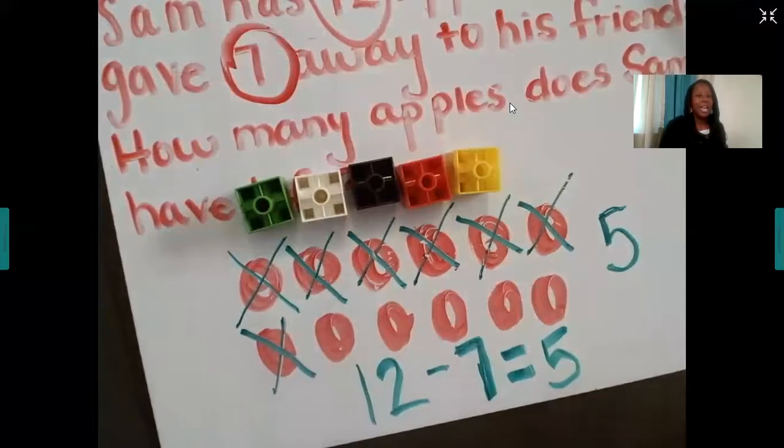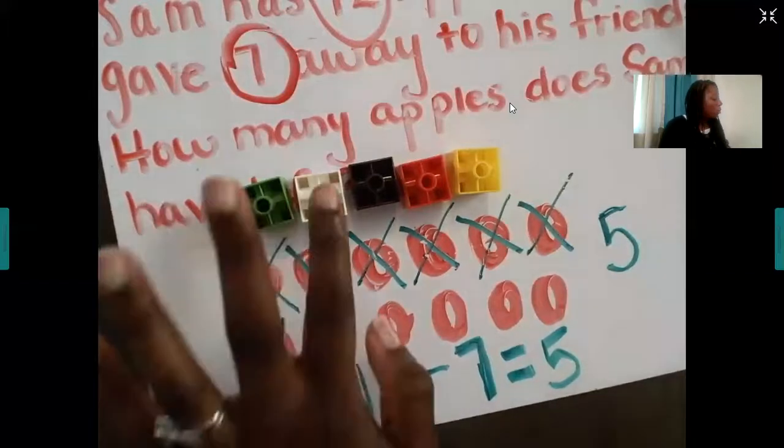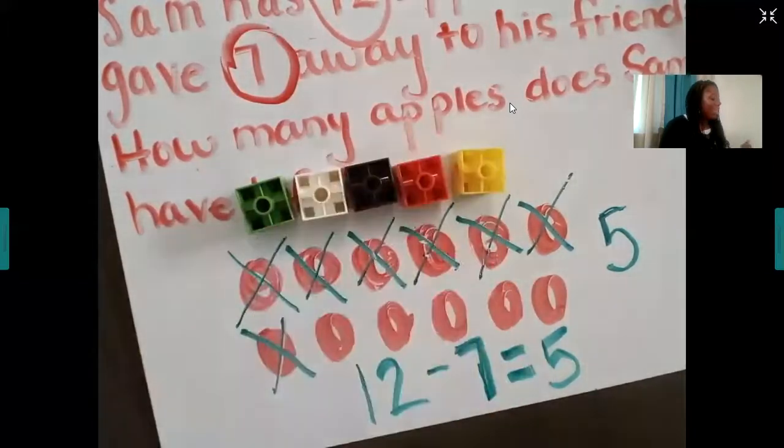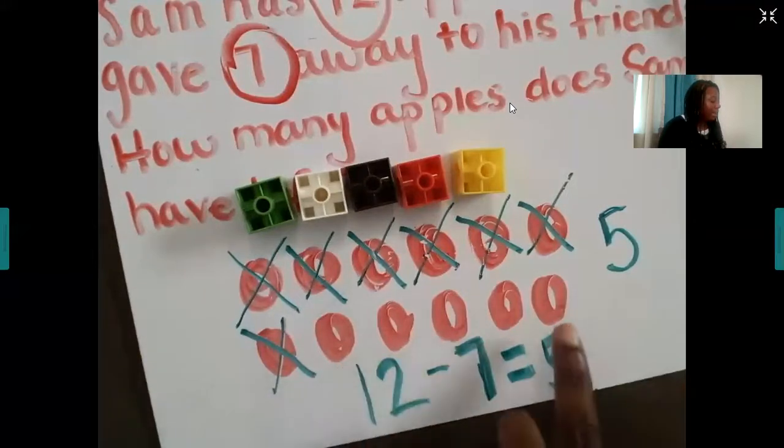How many does Sam have left now? 1, 2, 3, 4, 5. That's how you check your work to know if you did it correctly. Here he had 5 left, and also in your number sentence you did 12 take away 7 equals 5.